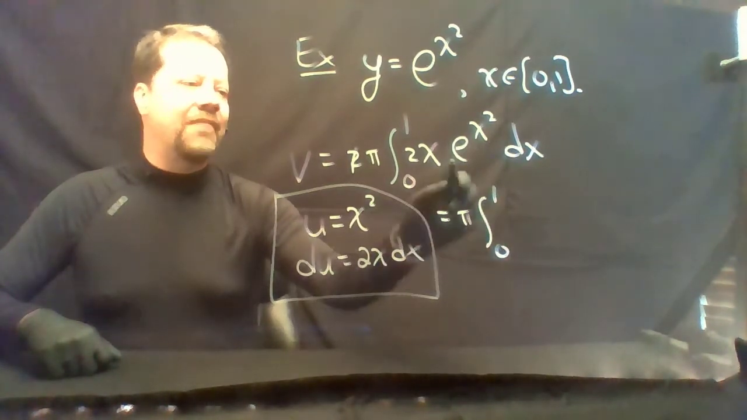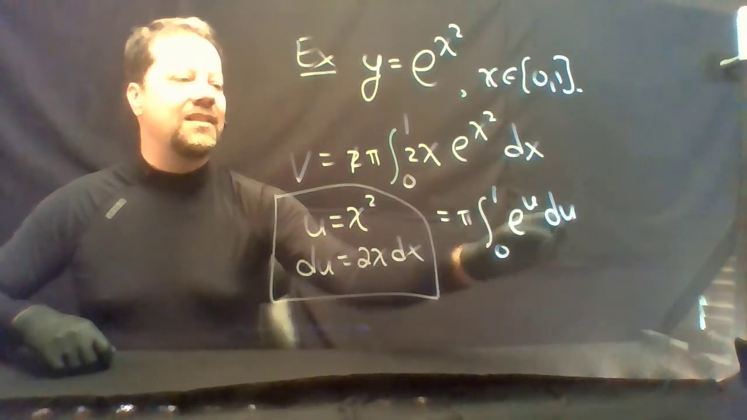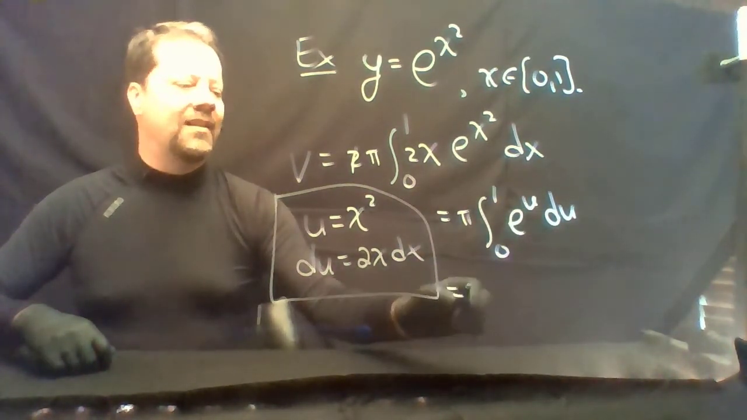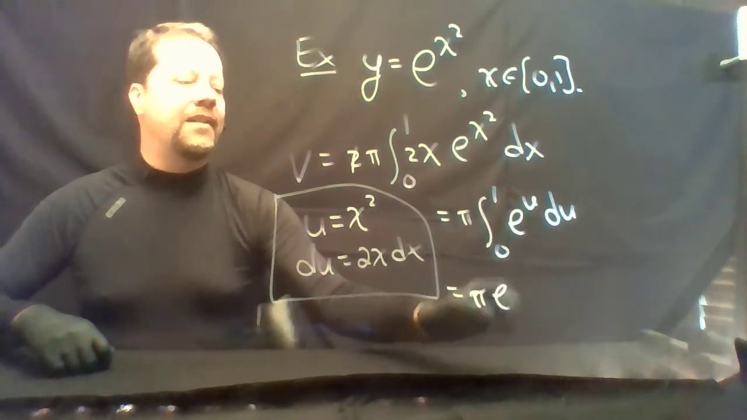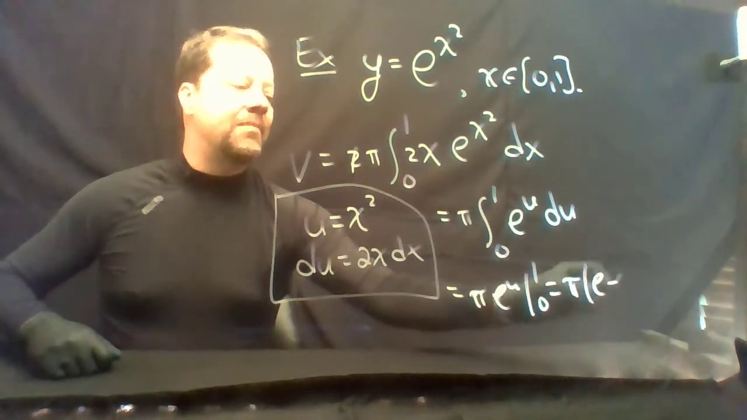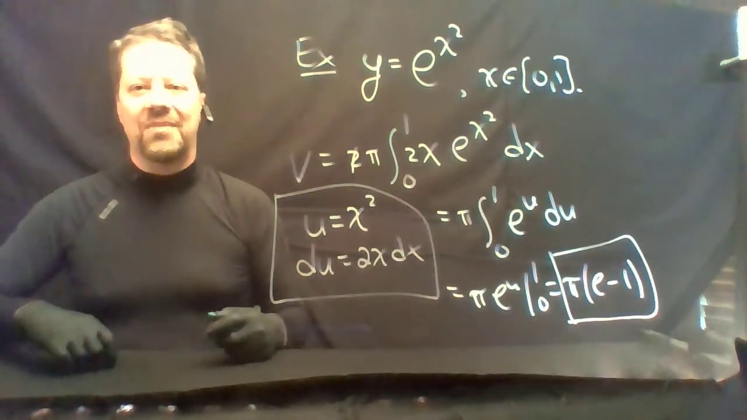We're going to have e to the u du. The 2x dx goes away to become the du. This gives us pi e to the u evaluated from 0 to 1. That's pi times e minus 1 as our volume.